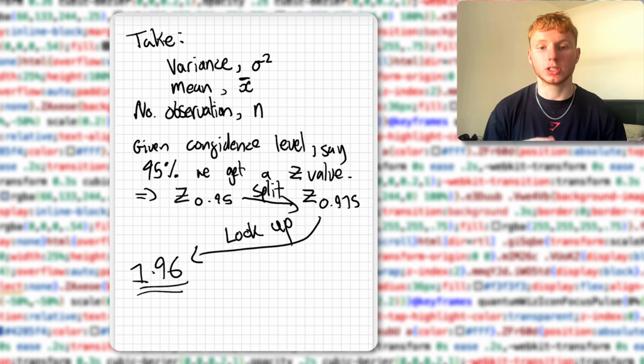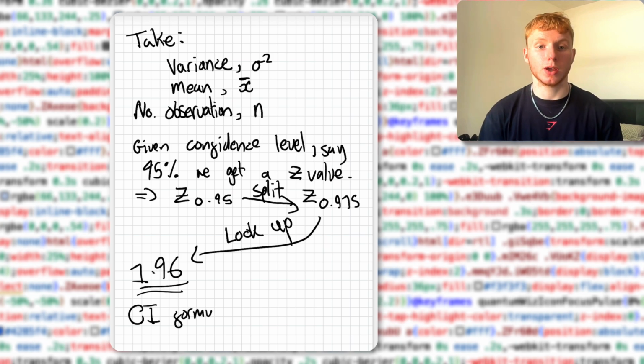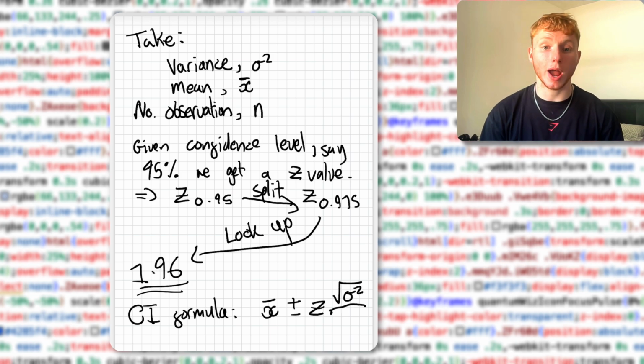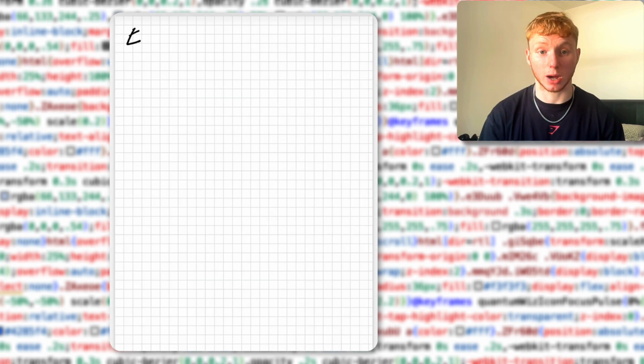1.96. So we have a variance, which we'll know before the z-score, the mean that we got from our data, and the number of people. If we place this into the formula, mean plus or minus z times square root of variance divided by the square root of observations. Let's show this with the heights example.